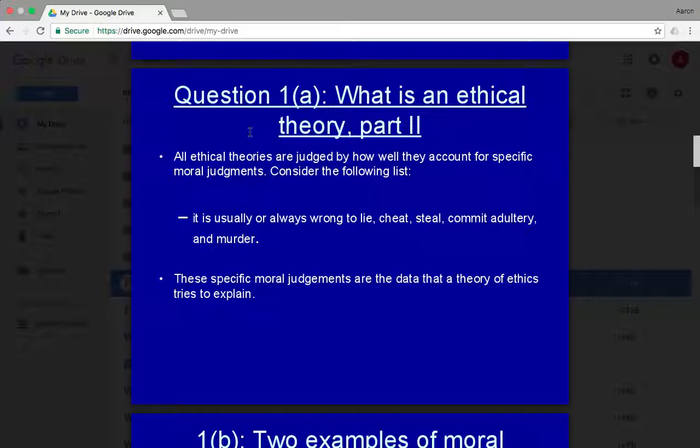It is usually or always wrong to lie, cheat, steal, commit adultery, and murder. Notice first that in practice at least, we are all committed to the truth of this claim. We are even willing to put people in jail for doing some of these things. Hence, we have no problem judging such behaviors as unethical. Now, the ethical theorist wants to know, why are such actions at least usually wrong? What the theorist wants to discover is a general principle which applies to all of these cases.